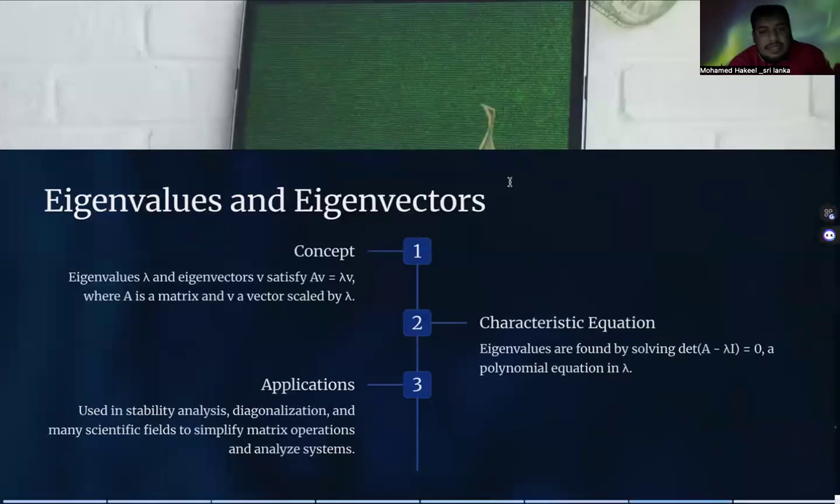Eigenvalues and eigenvectors. Concept, characteristic equation, applications. If we take the applications, they are used in stability analysis, diagonalization, and many scientific fields to simplify matrix operations and analyze systems.